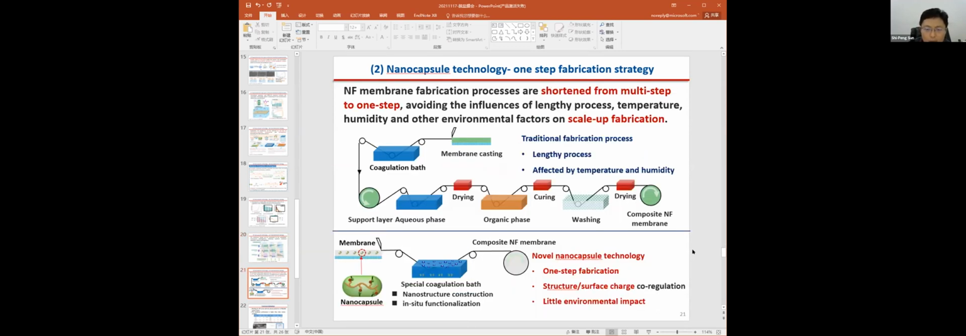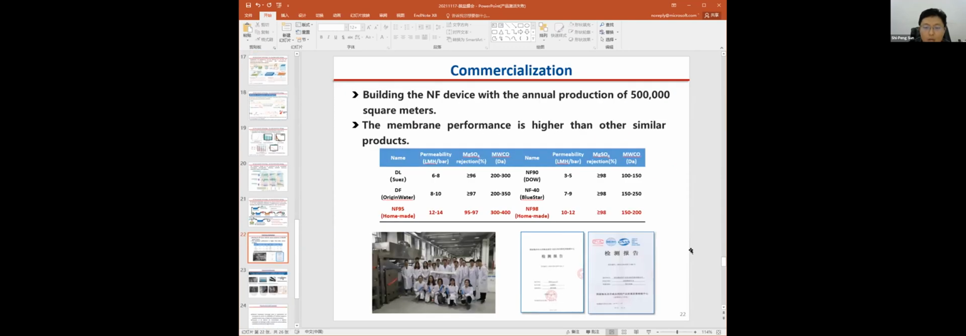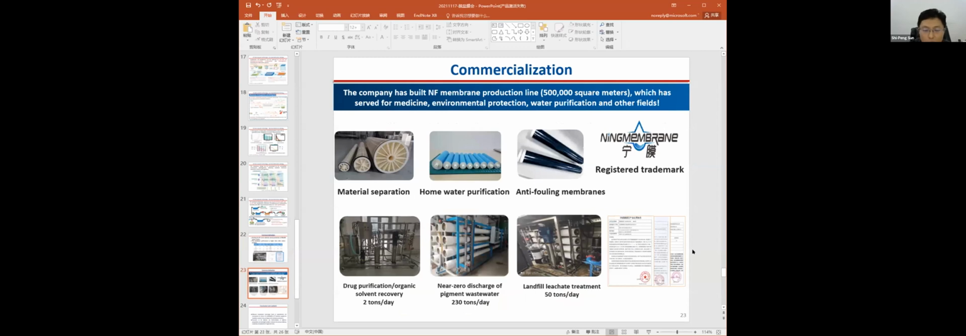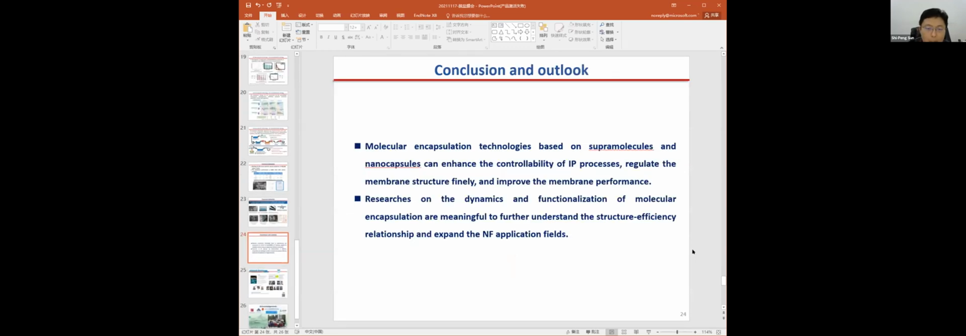So in this way, we can reduce the complicated processes of interfacial polymerization and change it to a one-step fabrication of nanofiltration membranes. We have built a pilot scale production line, and we have made several kinds of modules for material separation and for water purification. And we have put our membranes in some small operations for various applications, such as pharmaceutical purification and landfill leachate treatment.